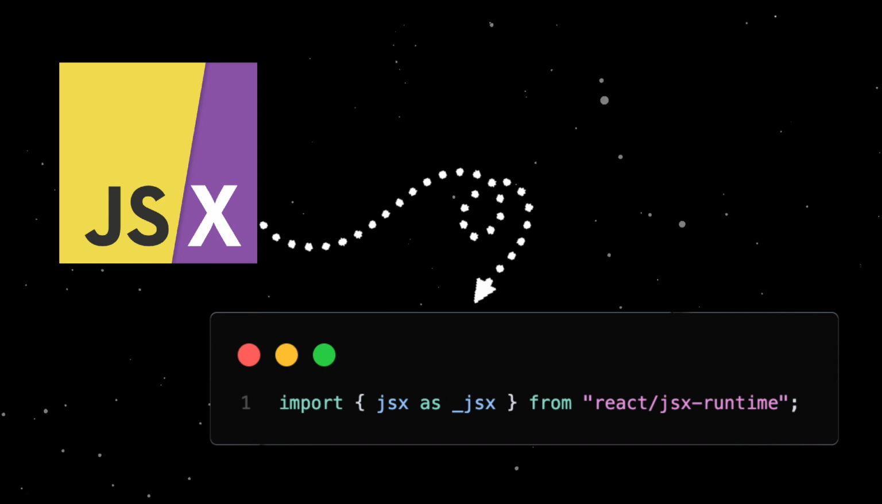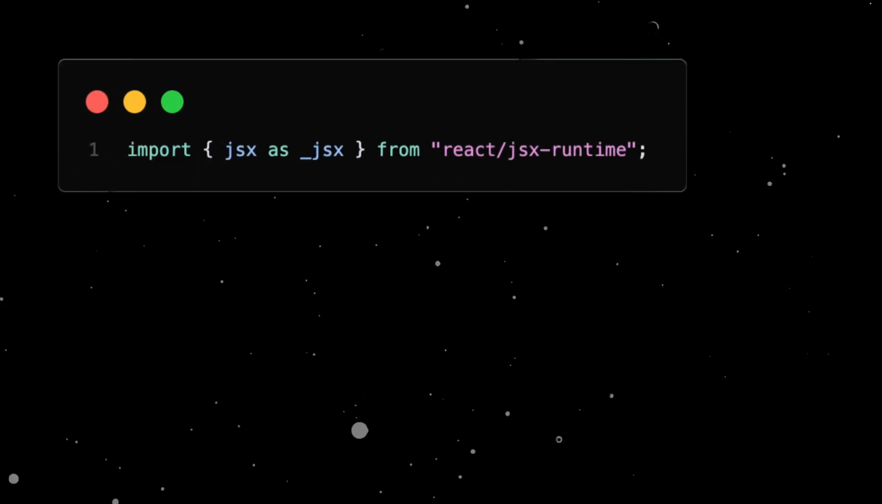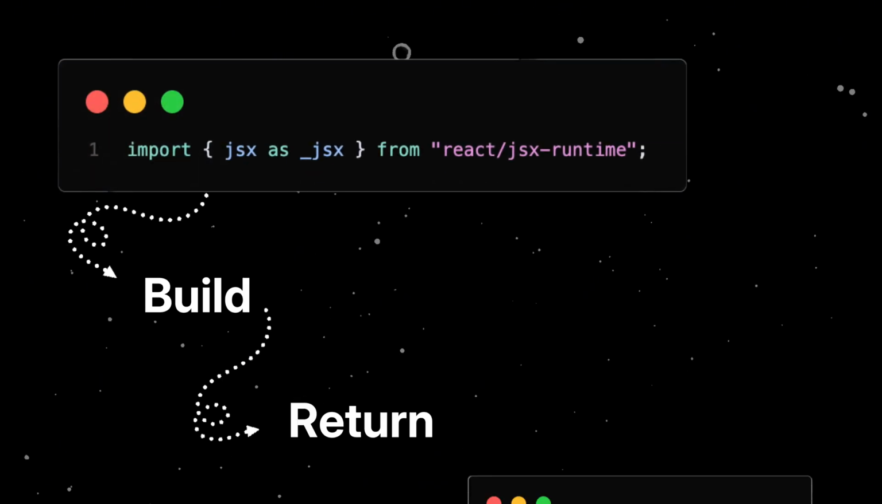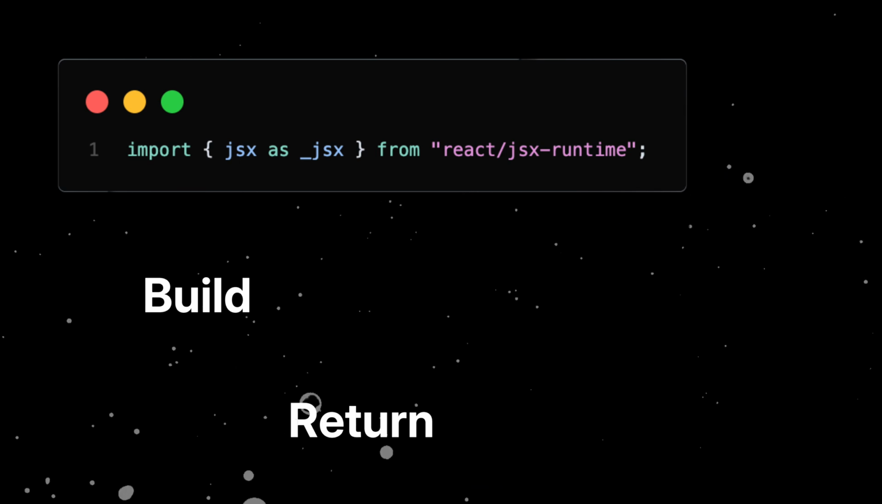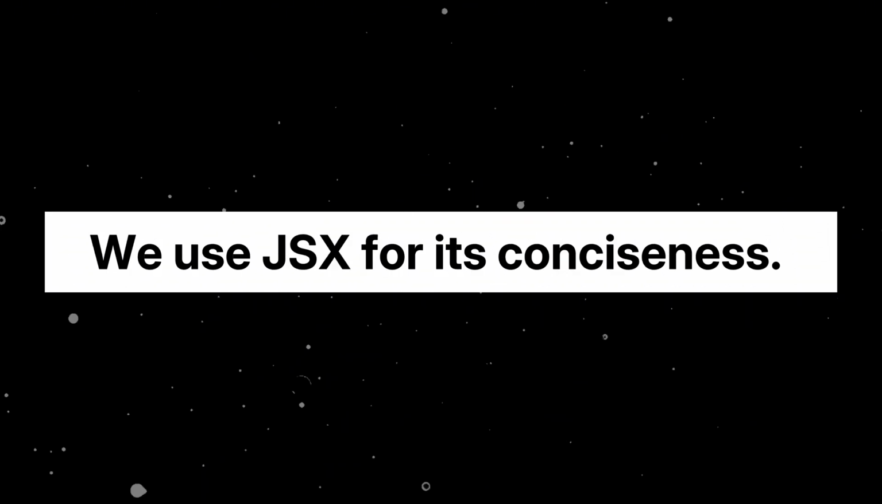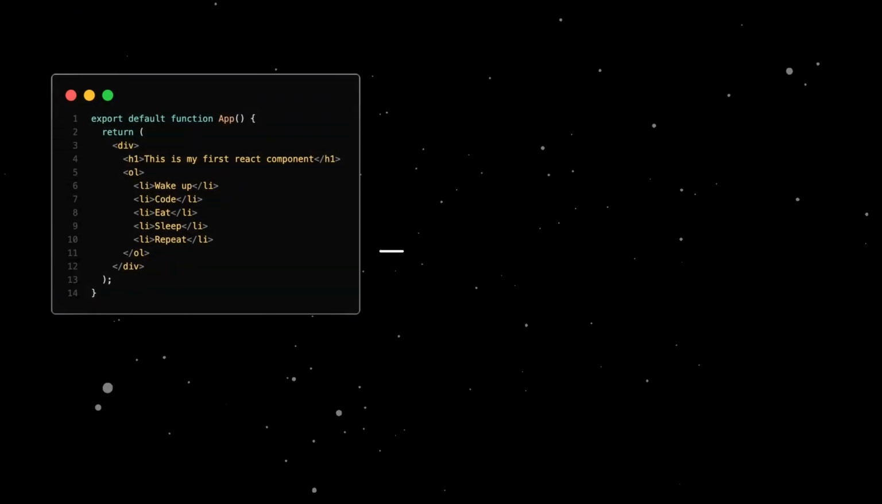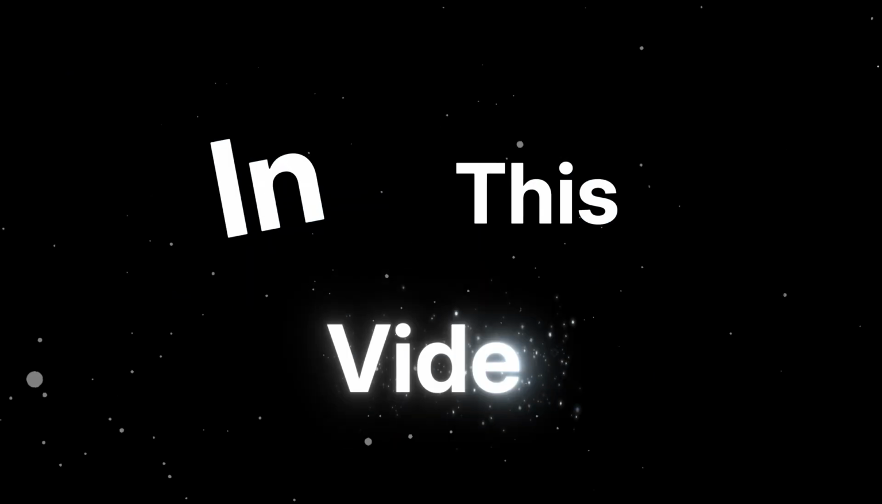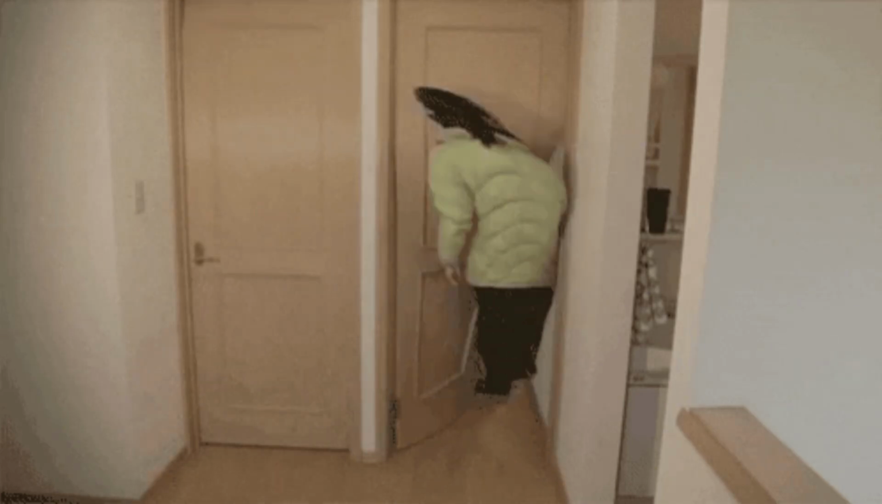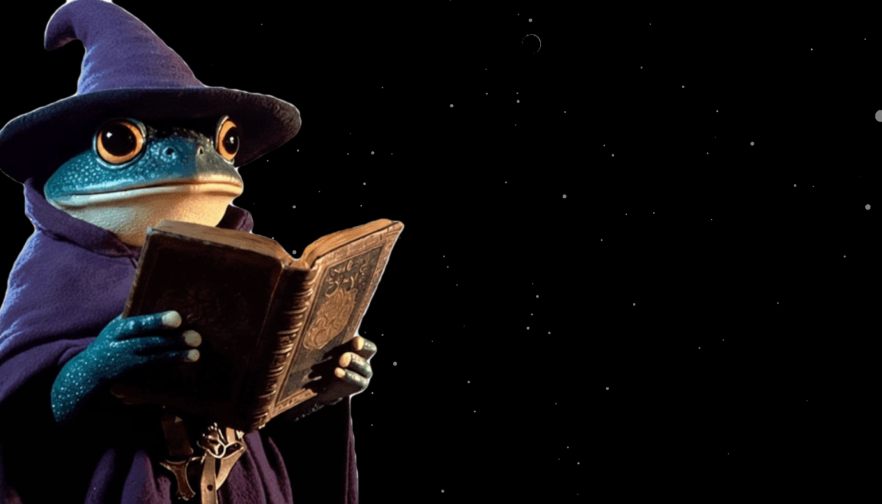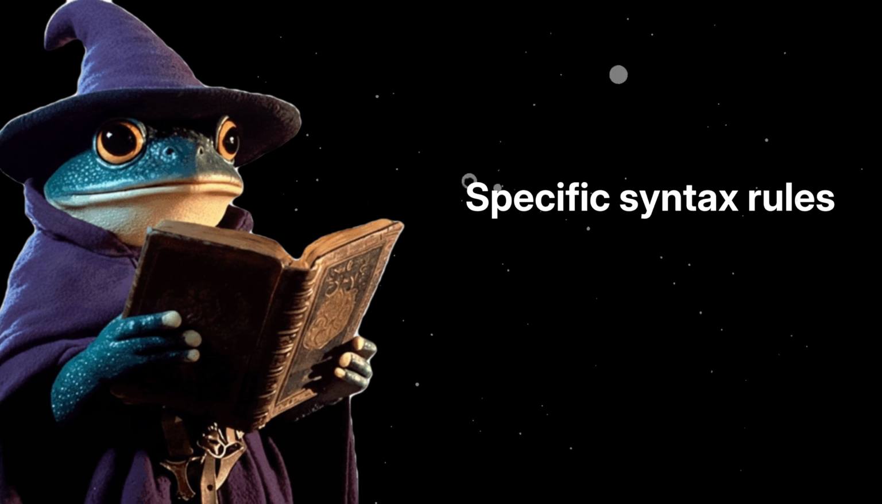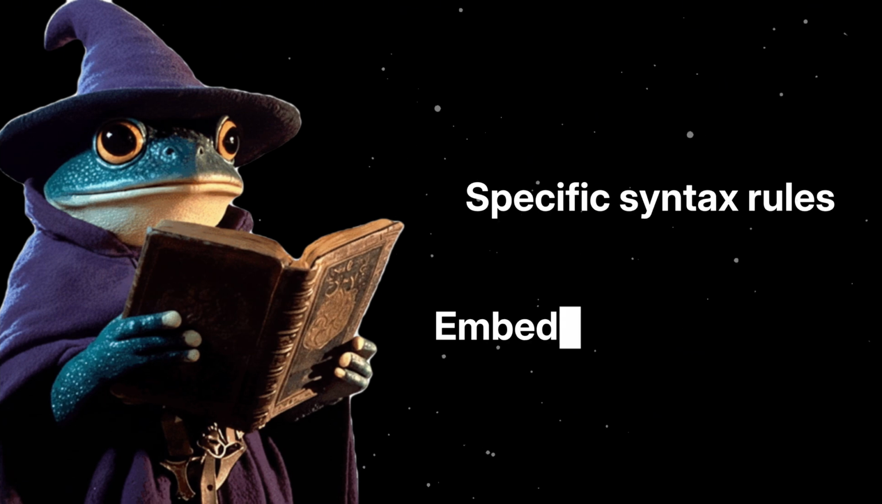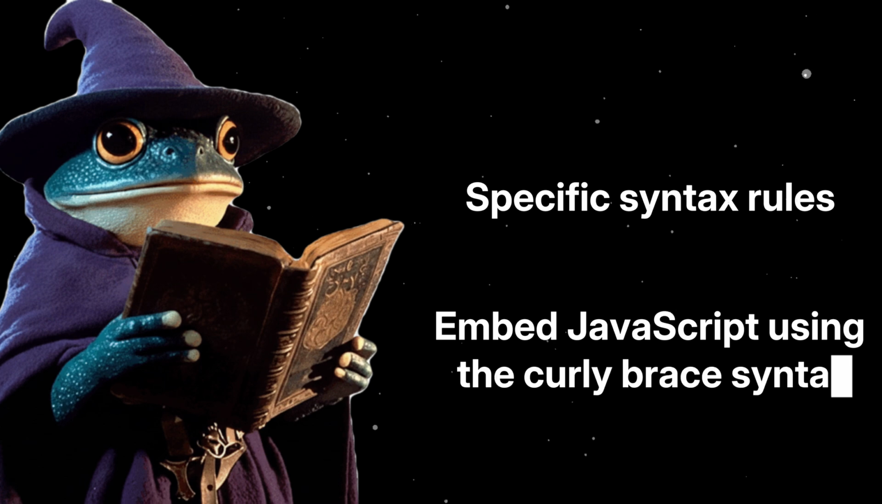Note that the JSX is imported from the React JSX runtime package. It's used to build and return the object representing the JSX node. We use JSX for its conciseness. It's easier to read and write because it closely resembles the final HTML that will be shipped to the user's browser. In this video, we will walk through everything you need to know about JSX, including the specific syntax rules that distinguish it from HTML, and how to embed JavaScript using the curly brace syntax.